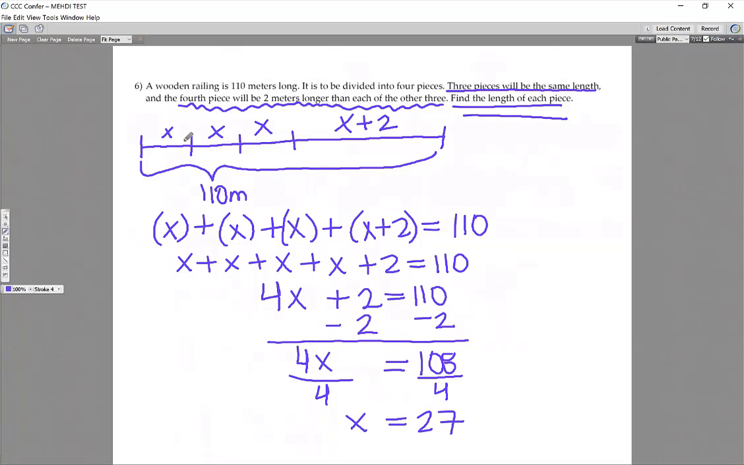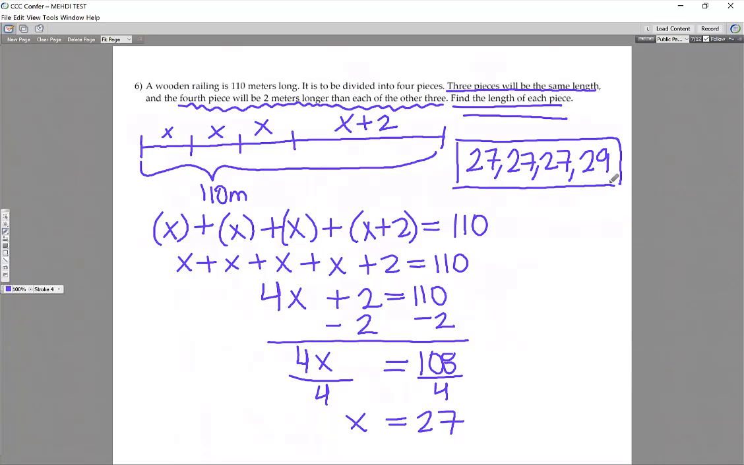So going back to our diagram, we know that each of these three pieces are going to be 27 meters long. So we have 27, 27, and 27. And our fourth piece is 2 meters longer than each of the other three. So we substitute our value for x back into that part. So 27 plus 2, that's going to equal 29.